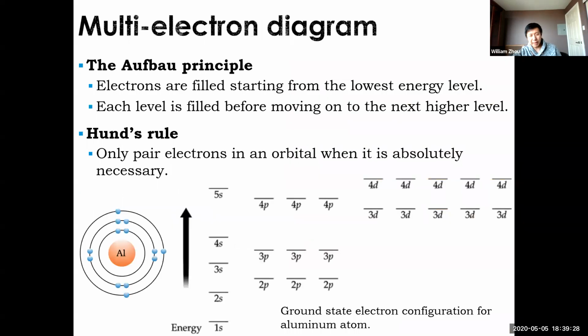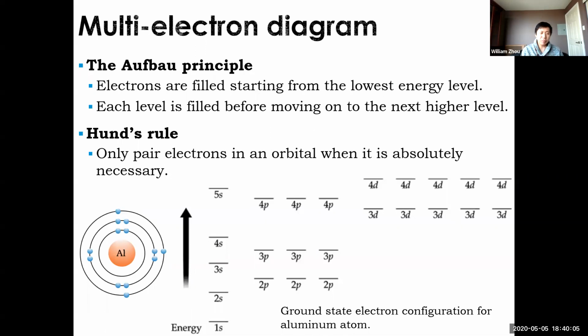Now, to put electrons in here, you have to follow two principles. The first one is the Aufbau principle. That simply says you've got to start from the bottom. Start from the lowest energy level, that is 1s. After you fill that one, you can move on to the next energy level. So fill 1s, only then can you move on to 2s. Then you've got to fill 2s, and only then can you move on to 2p. So that's the Aufbau principle.